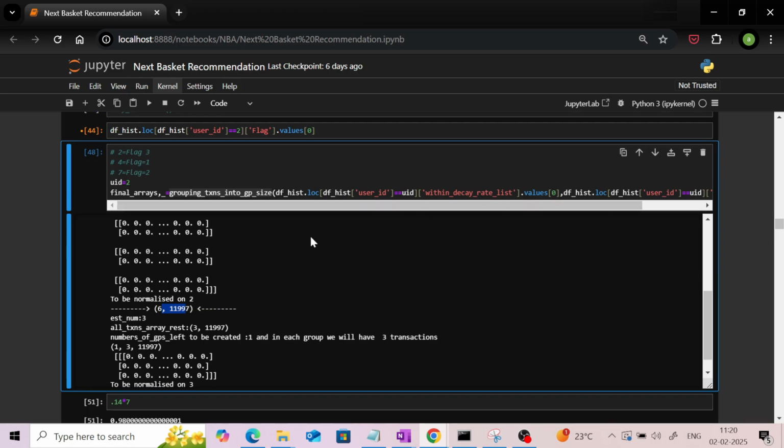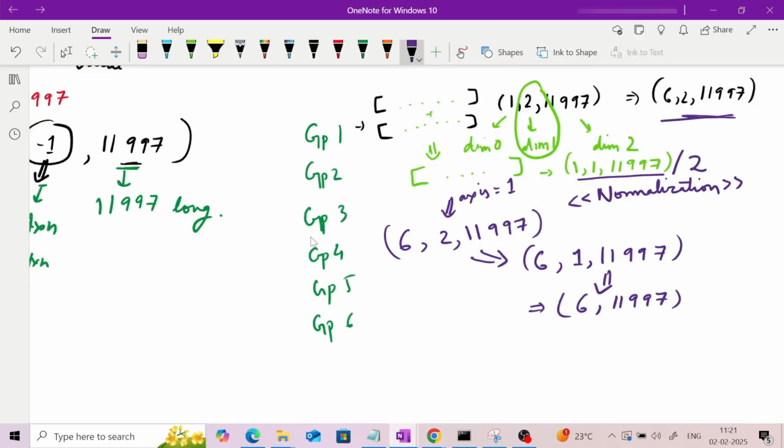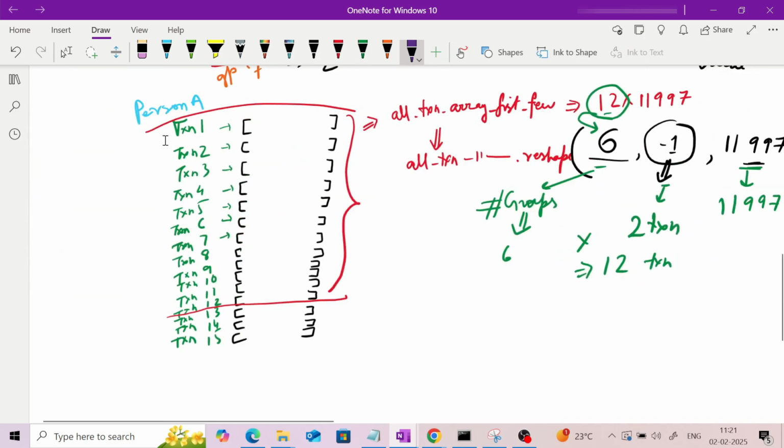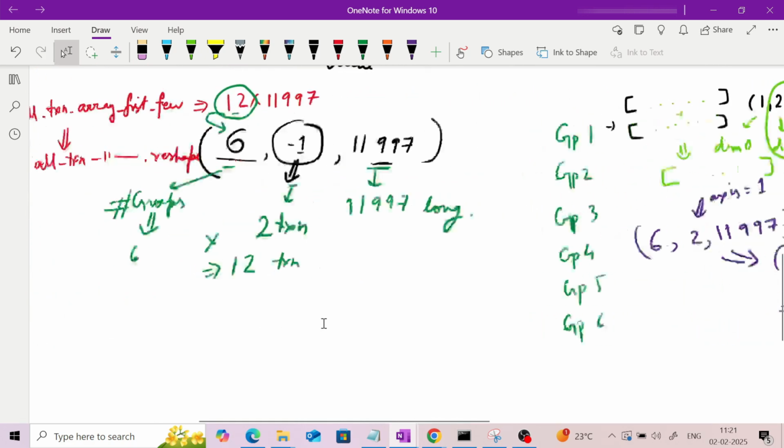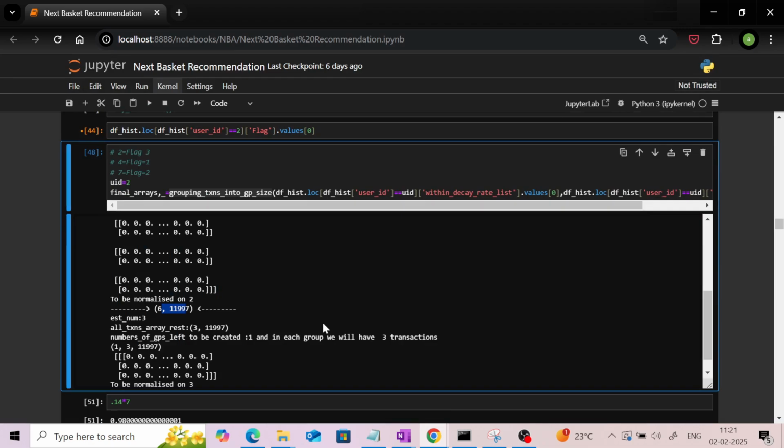So all the six groups have been taken care of. There is one final group, which is group 7. We wanted a total of 7 groups. So 6 groups have been taken care of. The final group has to accommodate these 3 transactions. How is it doing it? Let's see in the next step.